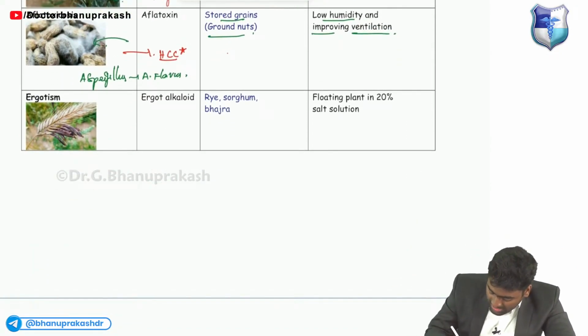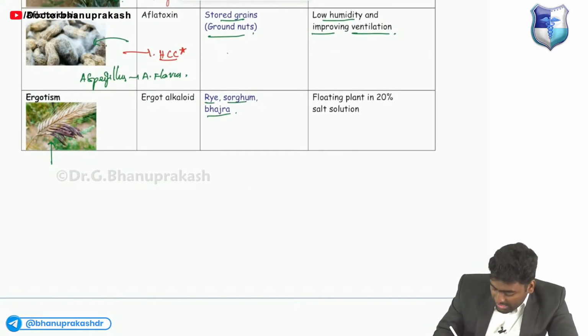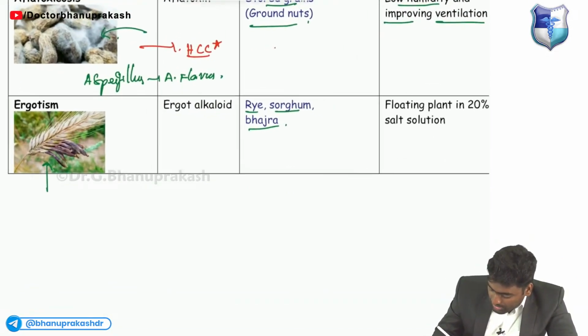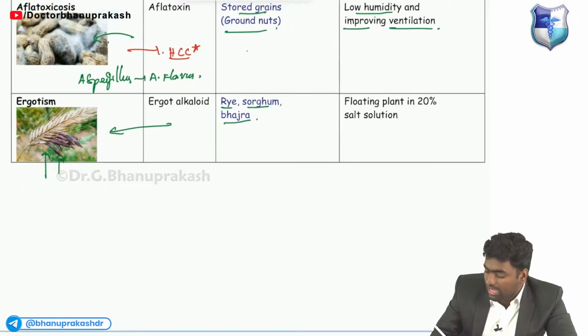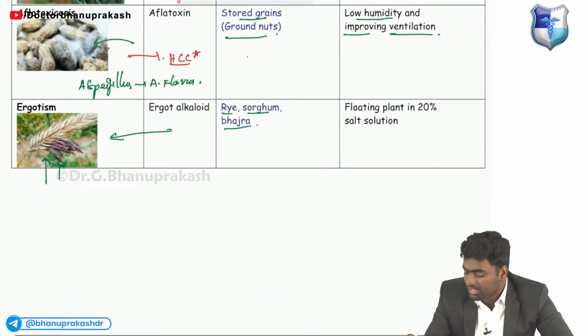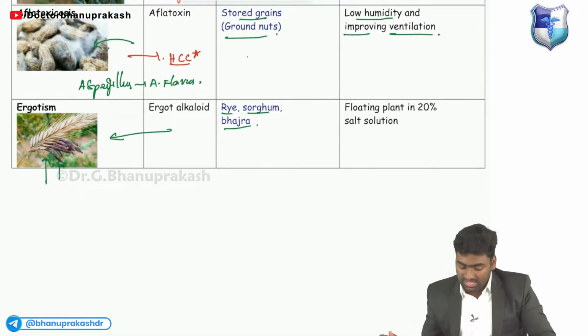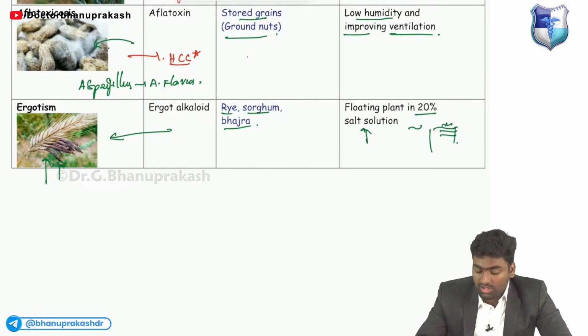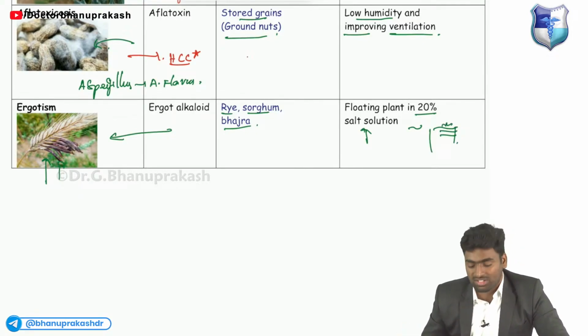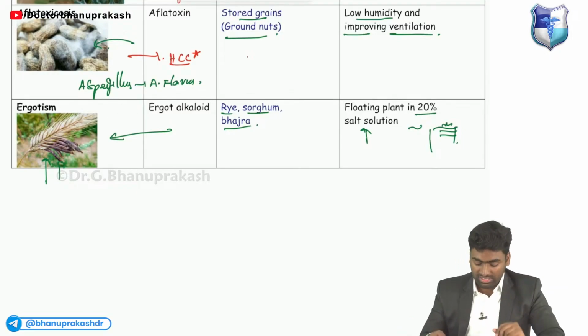Next, these ergots. It's mostly seen in rice, sorghum and bajra plants, where these ergots will grow. So this is ergotism. And how will you differentiate it? Usually normal grains will sink, whereas these ergots will float in a 20% saturated solution. Fine, just remember ergotism.